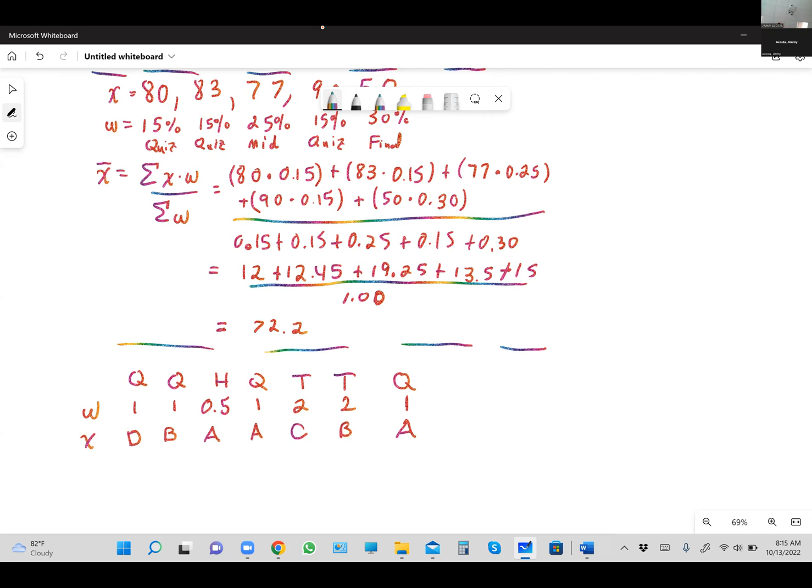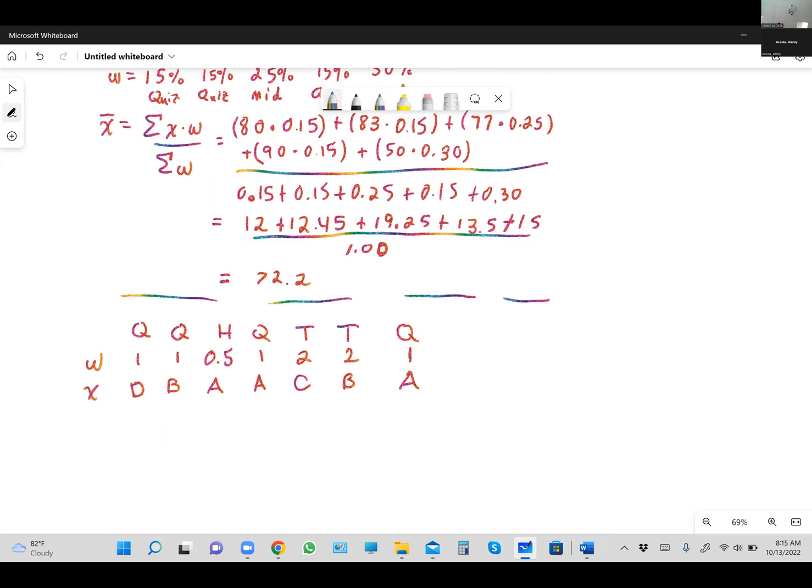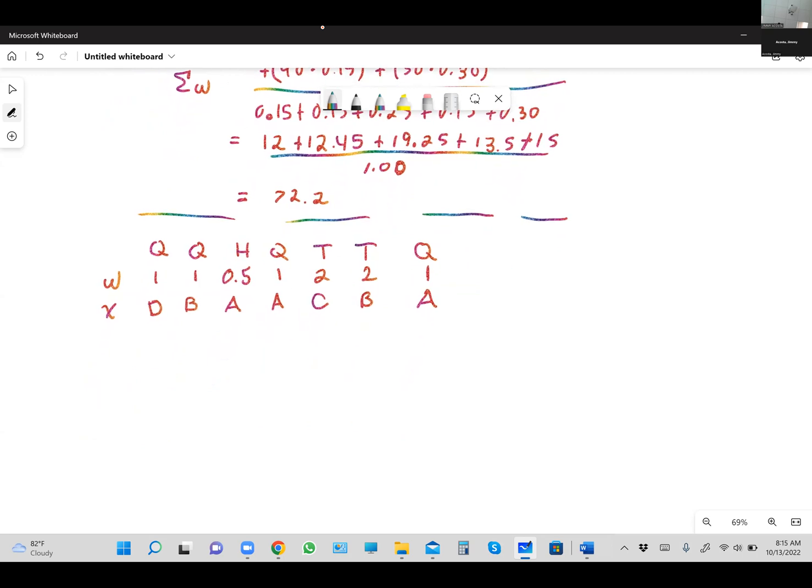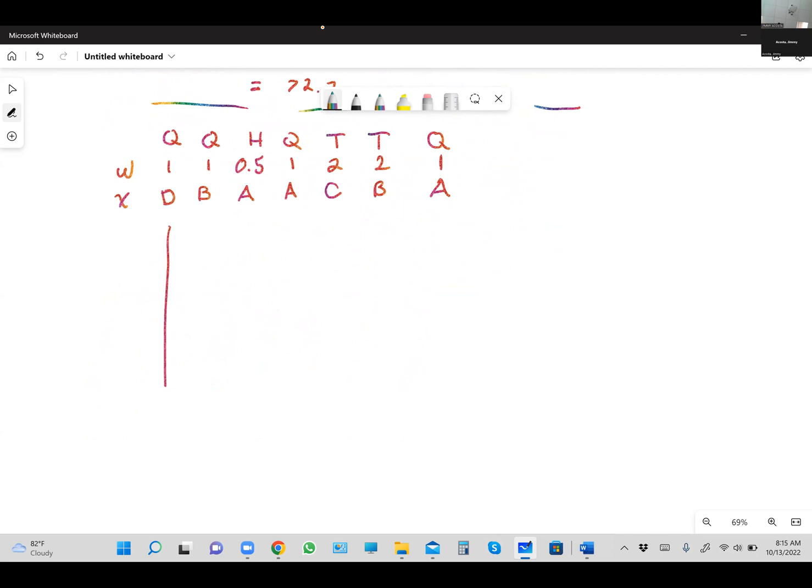Now, will you need to use weighted mean for this? Why? Because there are different values of weights. So there are ways you could do this. Some of you might say, okay, let me write it this way. Here's my X, here's my weight.